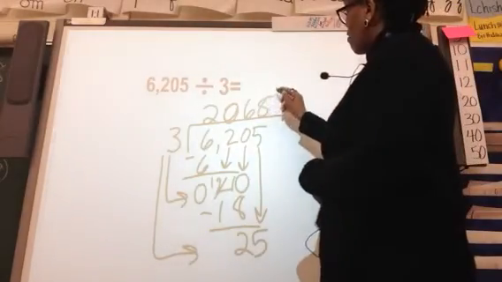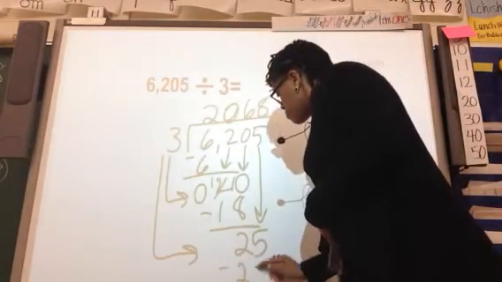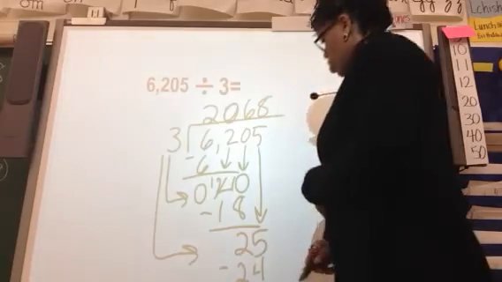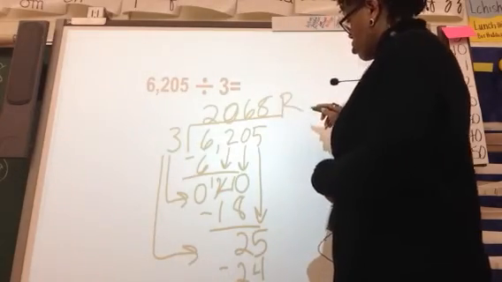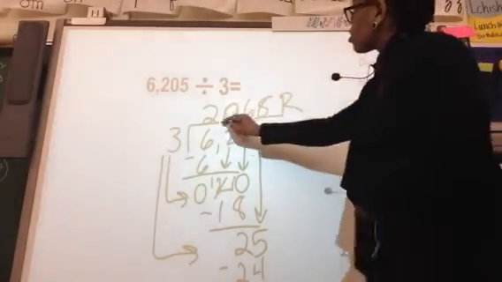Put your 8 above the 5. 8 times 3 is 24. Subtract it out, you're left with 1. So then your answer is, wow, 2,068, remainder 1. Now let's do our check here.